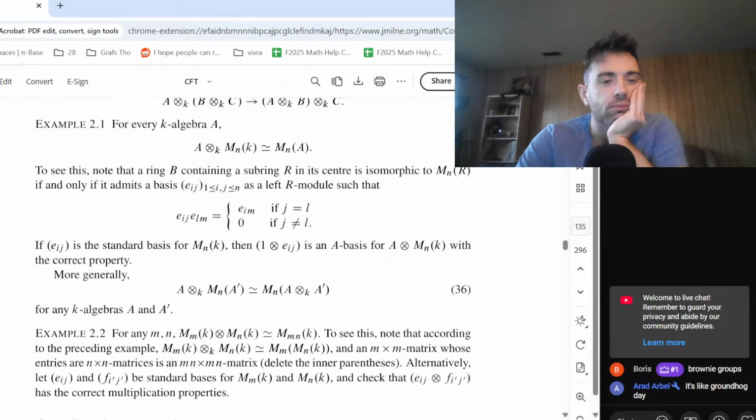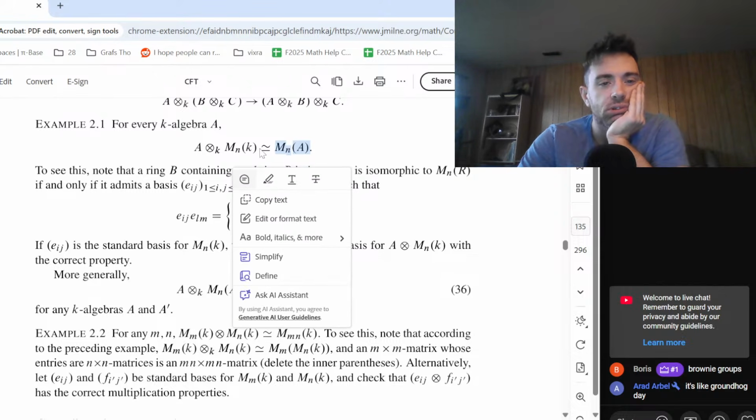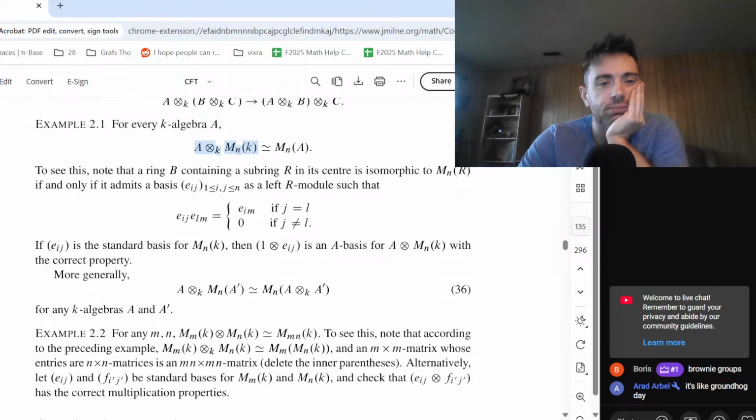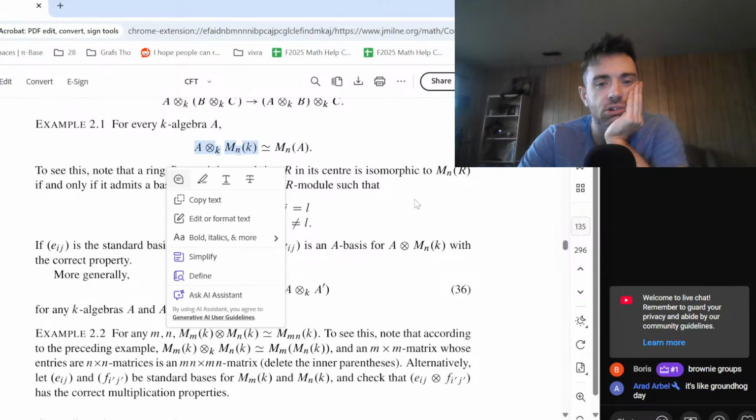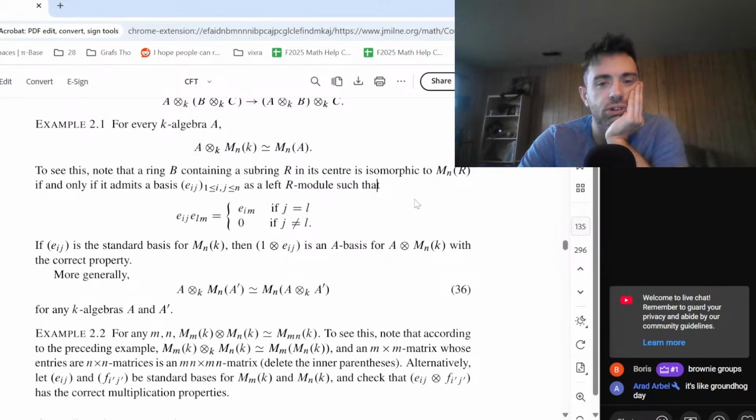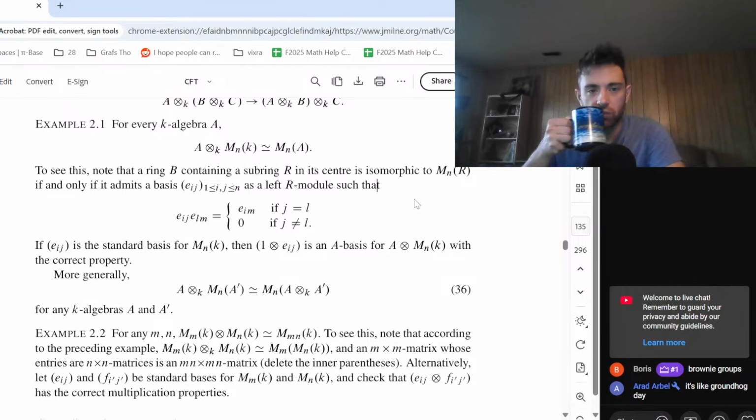To see this, note that a ring B containing a subring... So this is the... Is this supposed to be the ring B? Containing a subring R in its center is isomorphic to M_n(R) if and only if it admits a basis like this as a left R-module. Are we supposed to just know that?